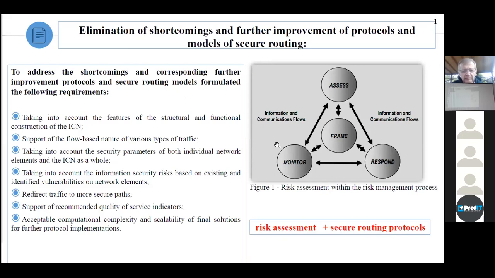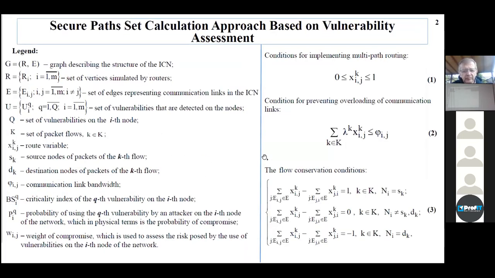And as a result, based on this, our paper proposed the access vulnerability at the level of network elements. So what about our approach? The proposed approach is based on the routing model, in which the network structure is described by a graph. There's a set of vertices simulated by routers and a set of edges represented by communication links, and the legend of our model, as you see on slide number 2.